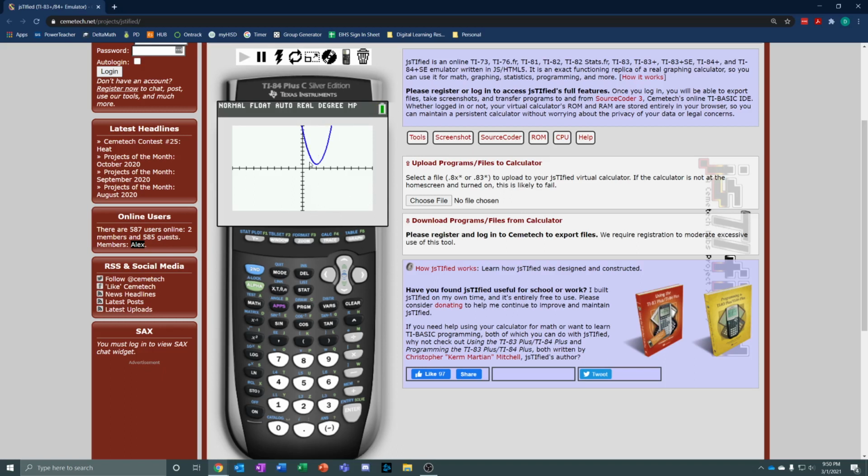Now, there is a ton of stuff that we can do here. There's a trace feature that you can use where you can follow along and try to identify key features. It can be helpful, but it's not accurate because it skips a lot, okay?